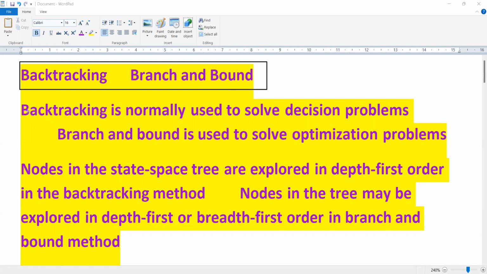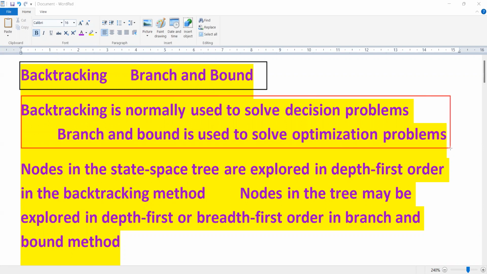First difference: backtracking is normally used to solve decision problems, and branch and bound is used to solve optimization problems. Next difference, second difference.